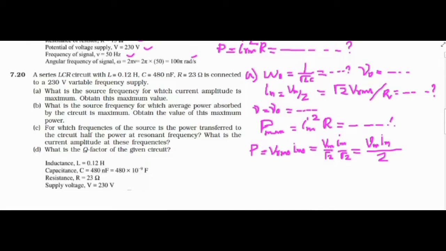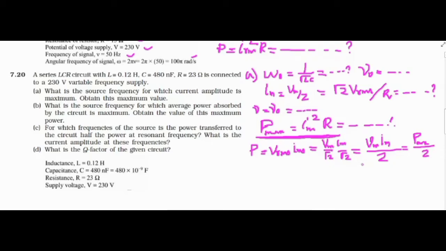VM IM means it is the maximum power, the peak power which we have calculated here. So this we can write as P max divided by 2, half of the maximum power. Therefore, when do you get half of the maximum power? When the current is the RMS current, then half of this peak power is obtained.